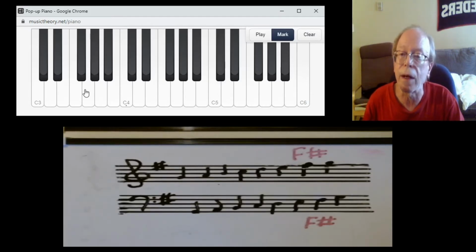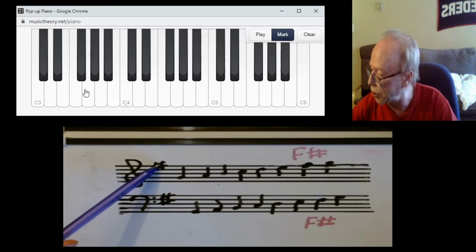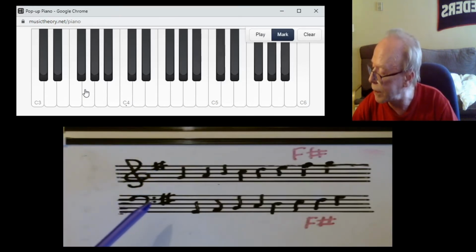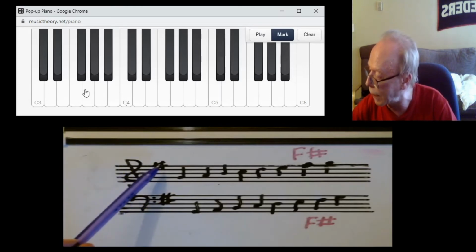Okay, now what I want you to see is, this is supposed to be a sharp. It's kind of blurry, but it's right after the clef at the start of the piece. This is an F sharp.